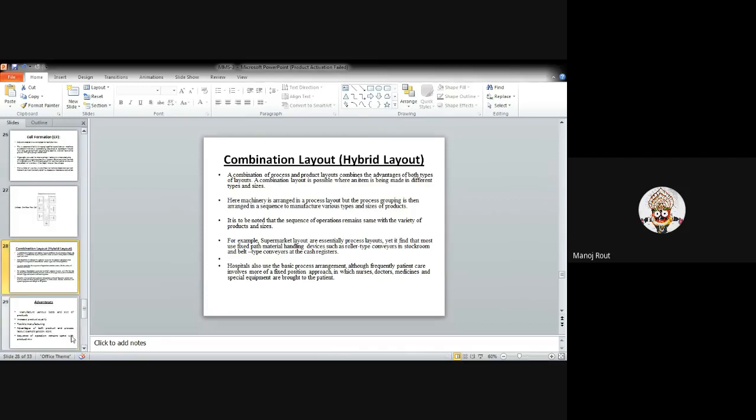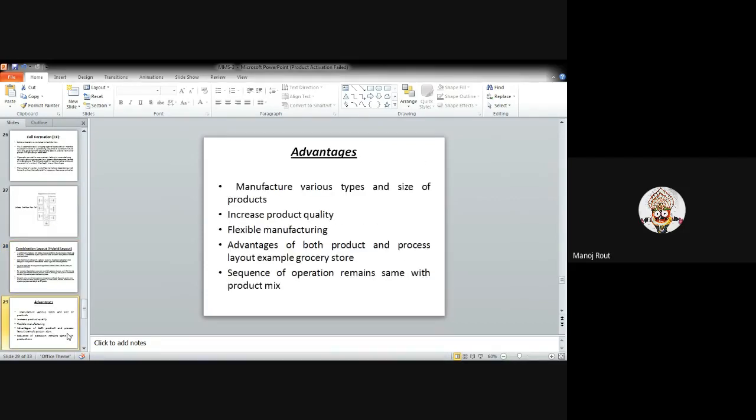So going to the next one. These are the advantages: manufacture various types and sizes of product, increase the product quality, flexible manufacturing, advantages of both product and process layout. Examples: a grocery store, or a garment outlet. The next one is that the sequence of operation remains the same with the product mix.